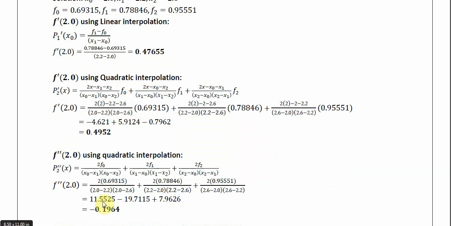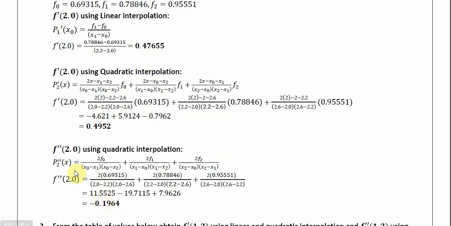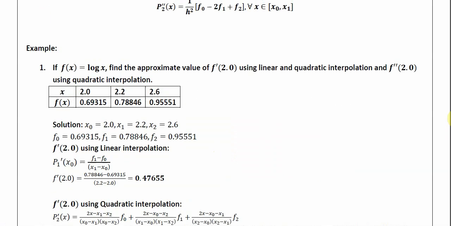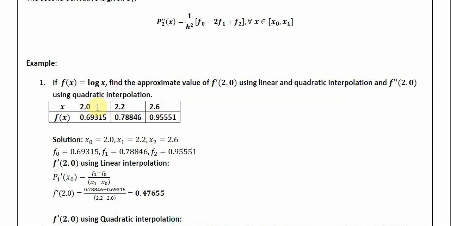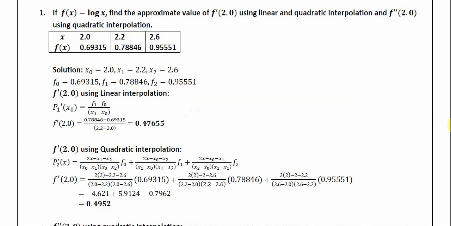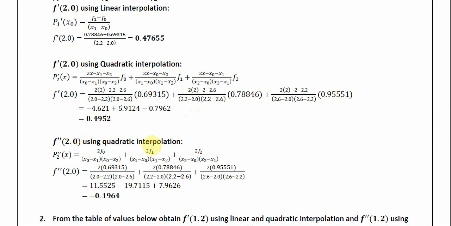Similarly, write the formula for f double dash at 2.0 using quadratic interpolation. And this is for non-uniform nodal points. That is the first thing you'll have to note. Given the table 2.0, 2.2, 2.4 and then 2.6, these are non-uniform nodal points. So f double dash of 2.0, write the formula and simplify. This is going to give me the answer. So f0, f1, f2, x0, x1, x2, everything is being substituted.